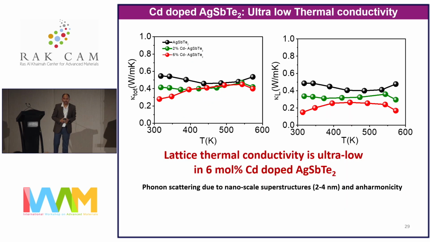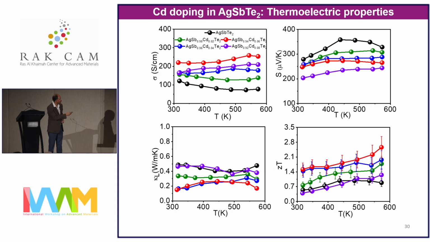We have measured the thermal conductivity, both total and lattice thermal conductivity, and we see there is a tremendous drop in the lattice thermal conductivity in this compound, which is around 0.2 watt per meter Kelvin. This is almost at the glass limit in a crystalline solid. And with this, we have measured the electrical conductivity.